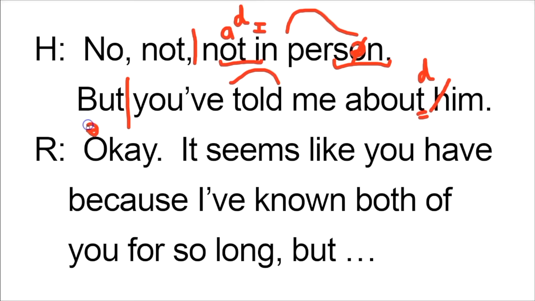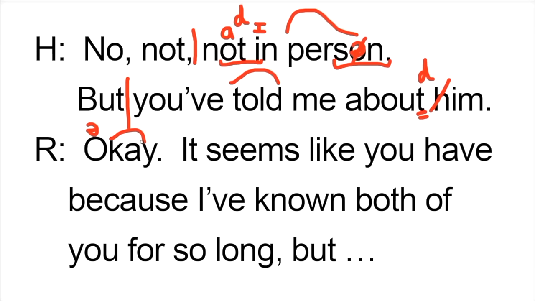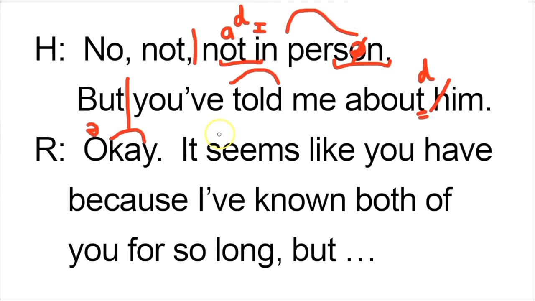Okay. I didn't really pronounce the O diphthong here. It was more like a schwa. Okay. K had the shape of a stressed syllable. It seems like you have... In the first part of this sentence, what is the most clear, the most stressed syllable? It's the word seems. It seems like you have.